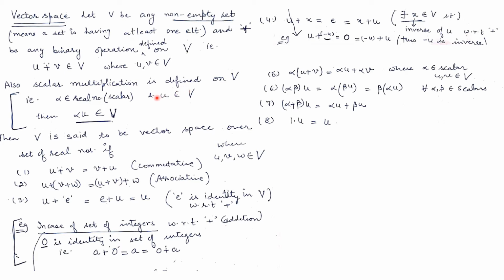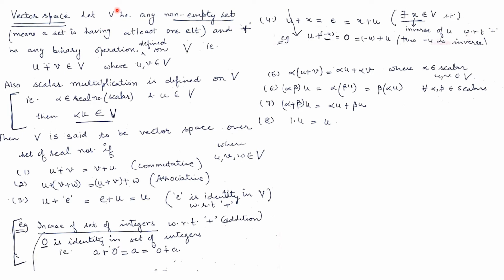So two conditions are required. First of all, a binary operation should be defined on the elements of V. Secondly, scalar multiplication should be defined on the elements of V. So V should be closed under the binary operation as well as scalar multiplication, right? It means if you take any two elements from V and apply the binary operation, you will get again a member of V. Similarly, if you take any scalar and any member of V and multiply them, it is also a member of V, right? So in this way, the binary operation and scalar multiplication are defined.